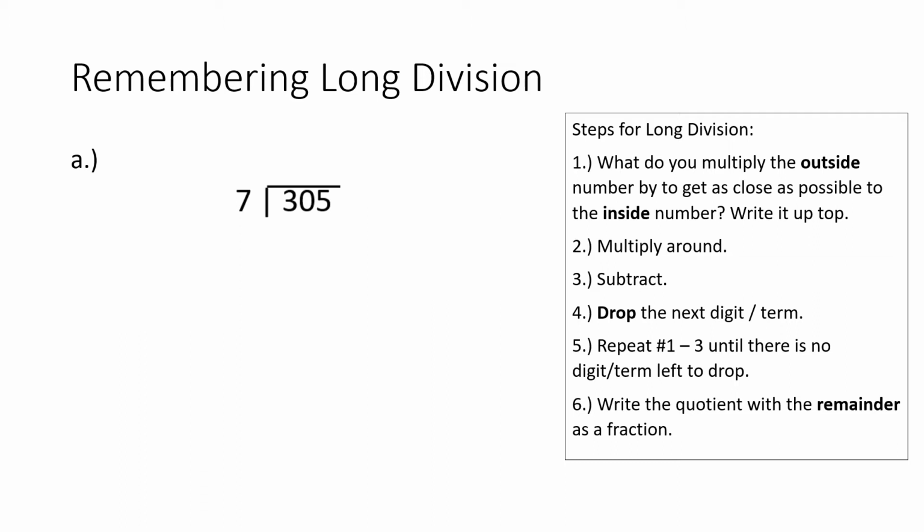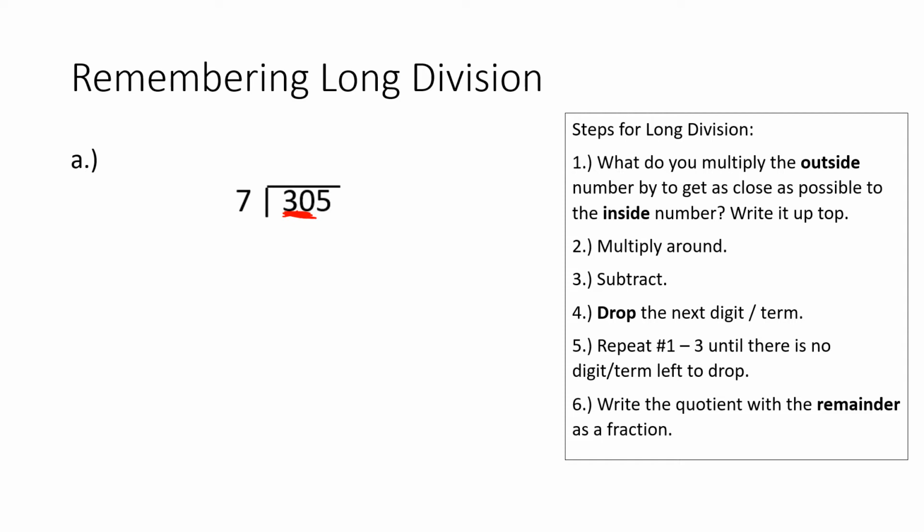So for this example, we have 305 divided by 7. So here I want to know how many times does 7 go into 305. It's a pretty big number and I don't know the answer right off the top of my head, so we're going to break this thing down into smaller pieces. Start with the 3. How many times does 7 go into 3? Well, 7 doesn't go into 3, so let's think bigger. How many times does 7 go into 30?